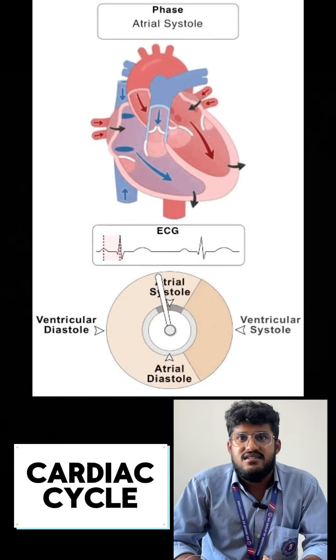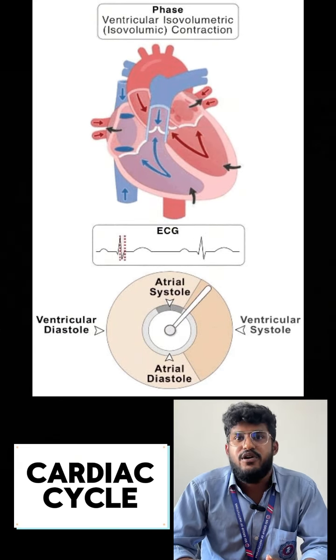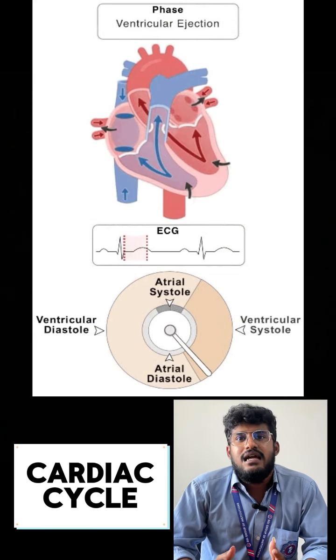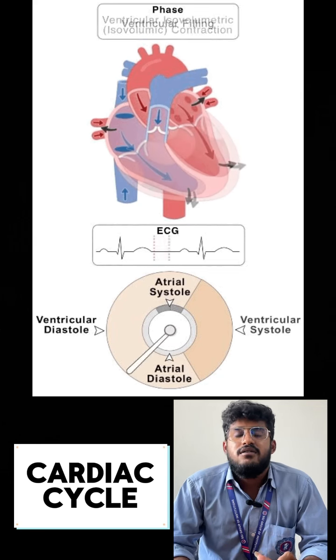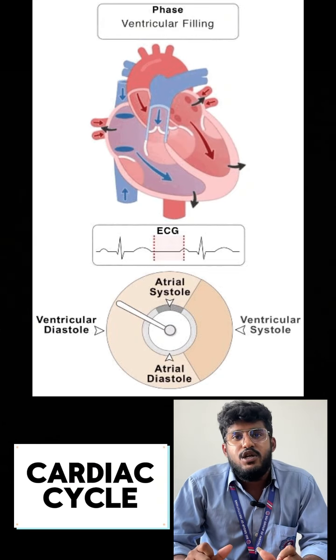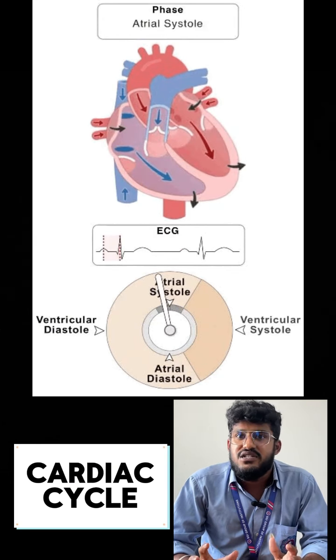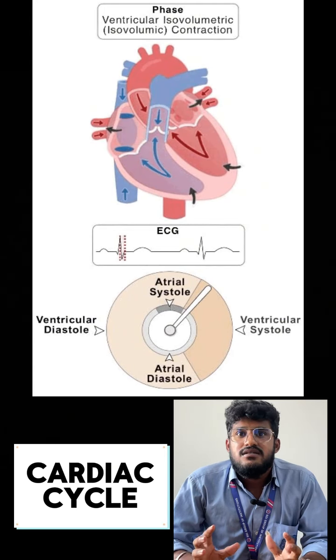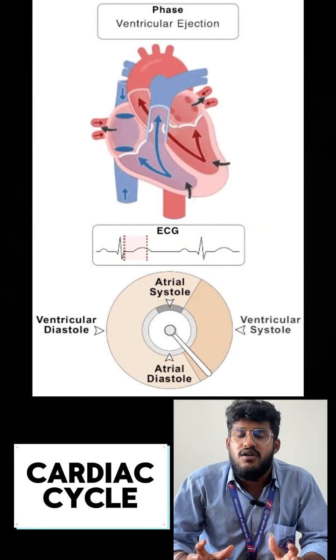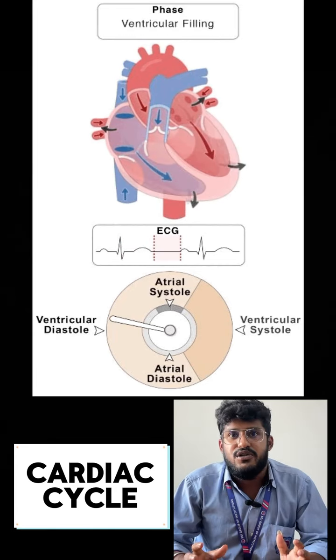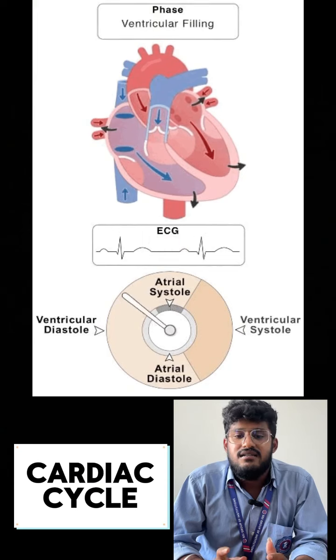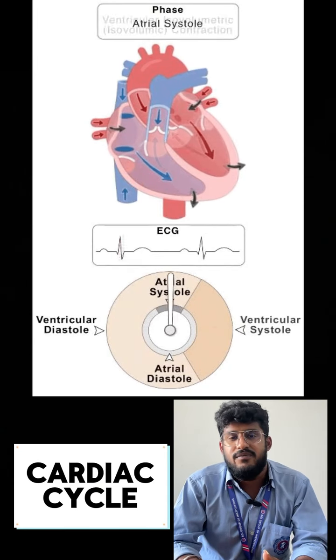Phase 2 is ventricular systole. The duration of ventricular systole is 0.3 seconds. Here, after the rapid filling of blood from the atrium to the ventricles, the atrioventricular valves get closed. So the pressure in the ventricles increases. This will produce an action potential in the walls of the ventricular muscles. As the action potential is produced, the ventricular muscles contract. This is called ventricular systole.